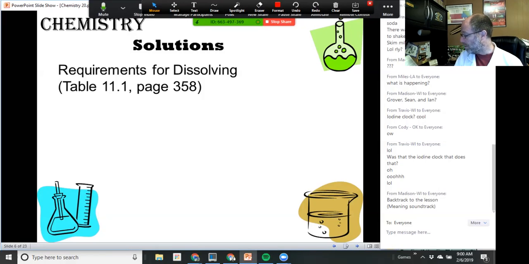Gases, what must happen in order for something to dissolve? Now, it's actually kind of interesting to think about this. Let's think about salt and water. Now, you know water, H-O-H. Well, except you know that water is not linear, right?